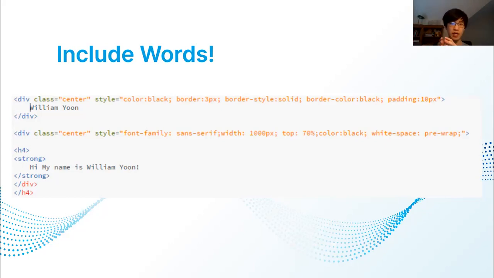Again, I wrote my name, and then after that, I put a font family. Once I did that, I wrote, hi, my name is William Yoon. I did H4, I did strong, which means that it's going to be a specific type of text. I ended the div, and I ended my H4. Once you write all this down, you should ideally have something that says your name in brackets, and additionally something at the bottom that says, hi, my name is blank.